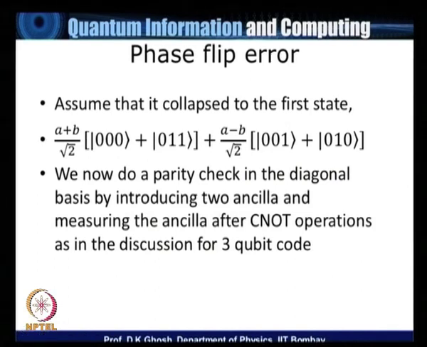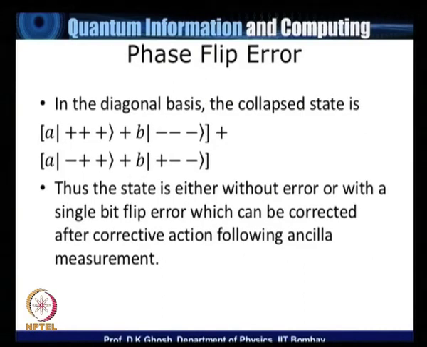Now how is it done? This is done by introducing two ancillas and measuring the ancillas after the CNOT operation, as we had done and discussed in detail while discussing the 3-qubit code. So in the diagonal basis, my collapsed state is a times plus plus plus plus b times minus minus minus, or a times minus plus plus plus b times plus minus minus.